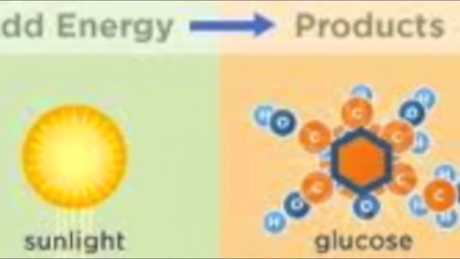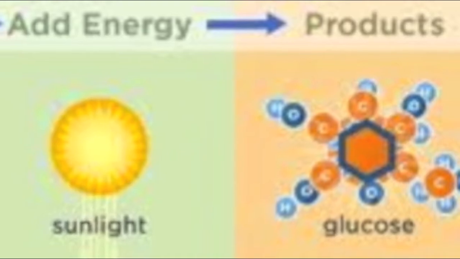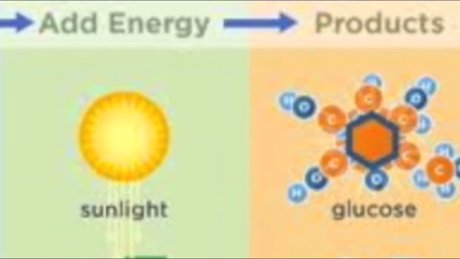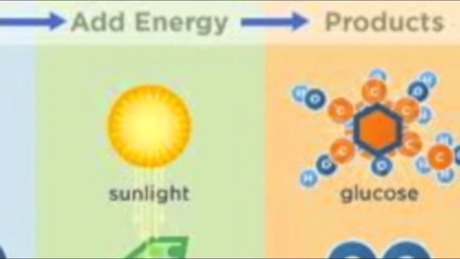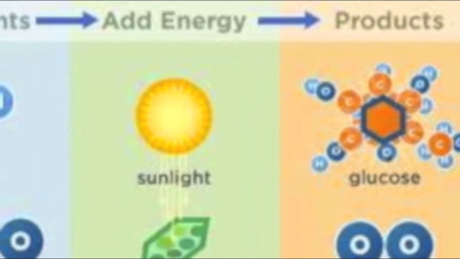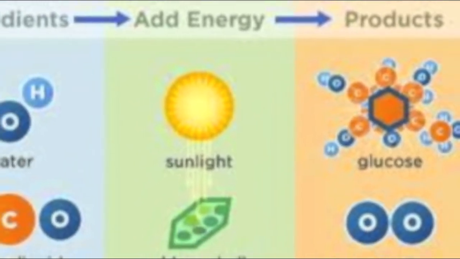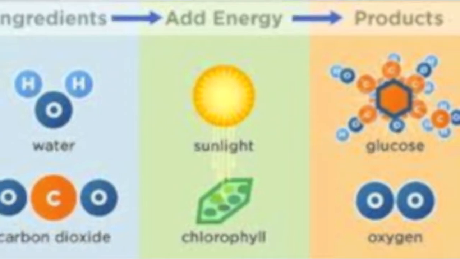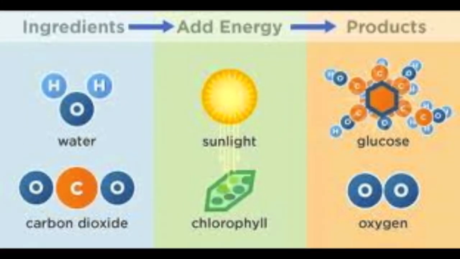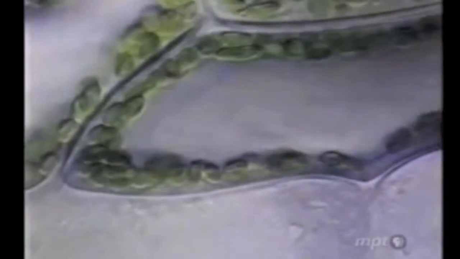In order for the plants to make their own food, they need the light's energy, carbon dioxide, and water to make the sugar needed for living. The chemical equation is light energy plus 6 CO2 plus 6 H2O, which equals C6H12O6 plus O2. This process occurs in the chlorophyll, which is inside the chloroplast.